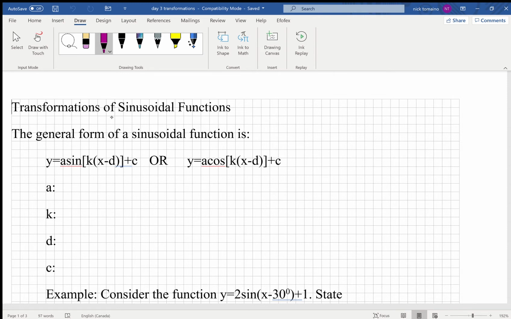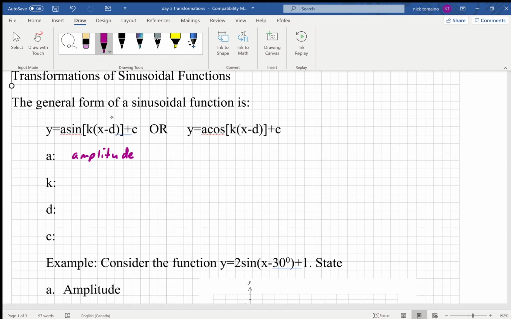Notice here that whatever is within the brackets is always in common factored form. If it's not, you have to common factor out the k value, which is the value that multiplies the x. So just recall that the a is the amplitude, also the vertical stretch factor. K is the horizontal stretch or compression, and the period is equal to 360 divided by k.